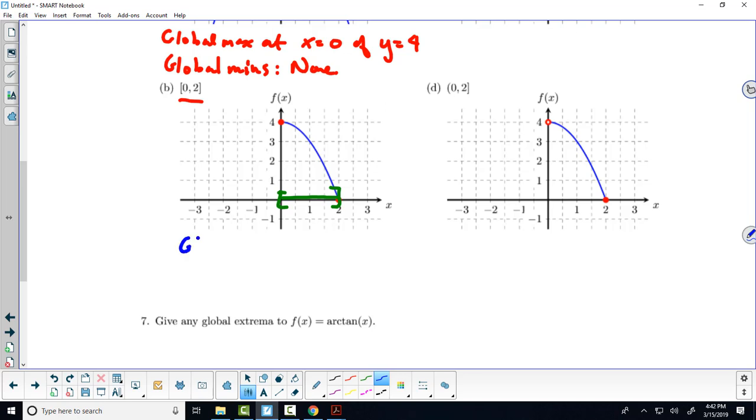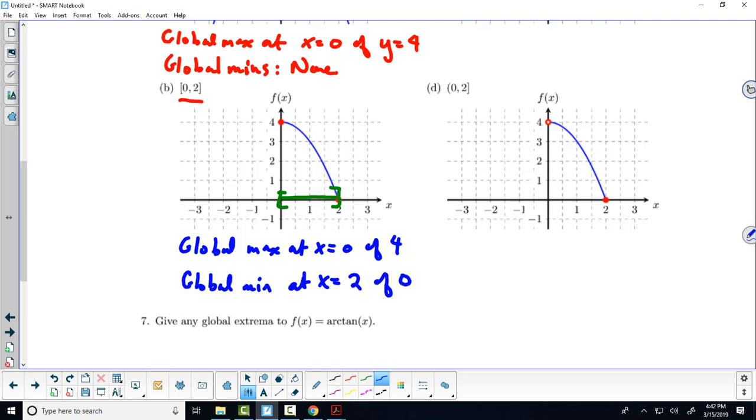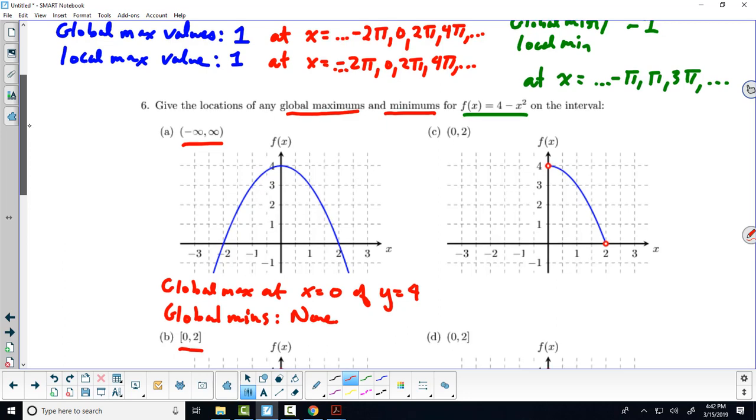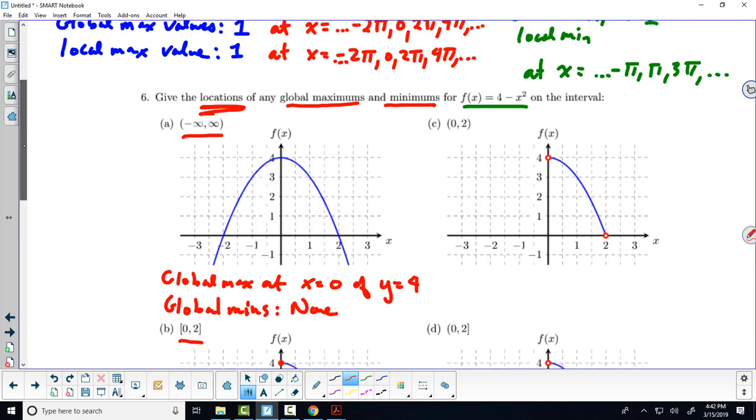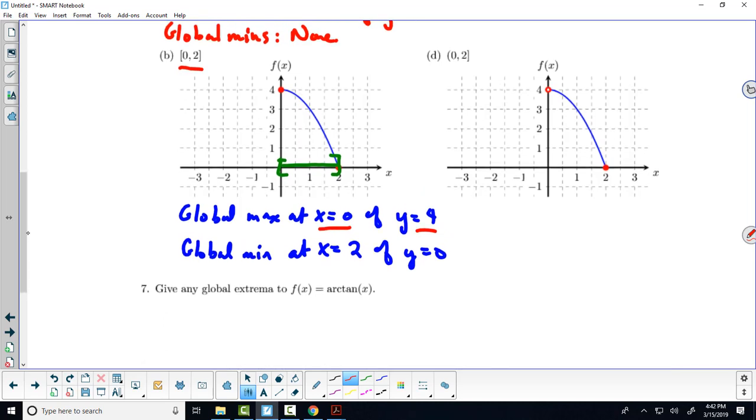So we have a global max at x equals 0 of 4, and we have in this case a global min at x equals 2 of 0. Okay, so notice that I'm giving, in fact, let me say these are what the y values are: y equals 4 and y equals 0. So notice I'm giving the location and the values. I'm doing more than the question said. The question just said to give the locations, so it's only looking for the x values here, but I'm going to say just a little bit more about these. Okay?